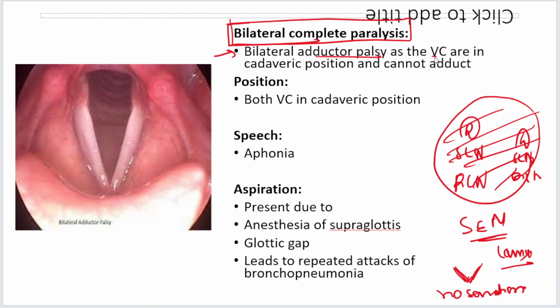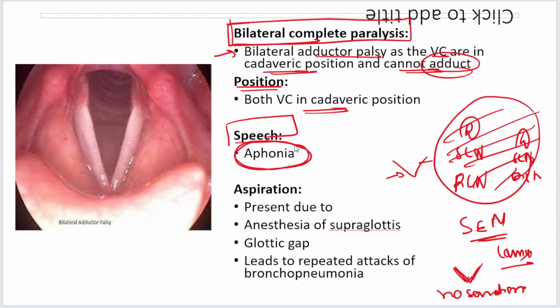Bilateral adductor palsy: vocal cords are in cadaveric position, cannot adduct. It is also called bilateral adductor palsy. Both the vocal cords are in cadaveric position. Vocal cords are far away, cannot meet together. What is going to happen to the speech? The patient is going to have aphonia. Absolutely, he cannot speak anything at all.